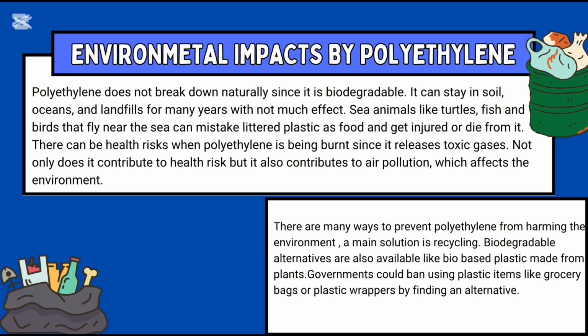There are also many ways we can prevent all this damage from happening. The most important way being is recycling. By recycling polyethylene, we reduce the amount of waste that enters nature. There are also biodegradable alternatives like bio-based plastics made from plants such as corn. Governments can also be helpful by banning or limiting single-use plastics, as well as promoting eco-friendly packaging.